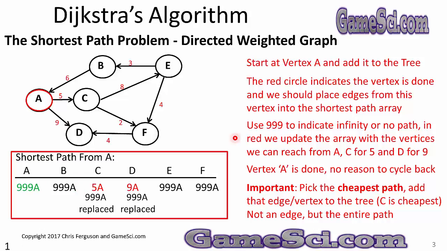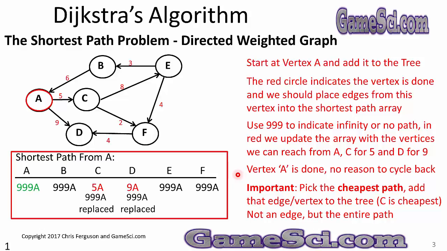In red, we update the array with the vertices we can reach from A. We can go from A to C for a cost of 5, so we'll list a cost of 5 in our array and replace the 999. We can reach A to D for a cost of 9, so we'll update in red a cost of 9 to reach D and replace the 999. Vertex A is now done.